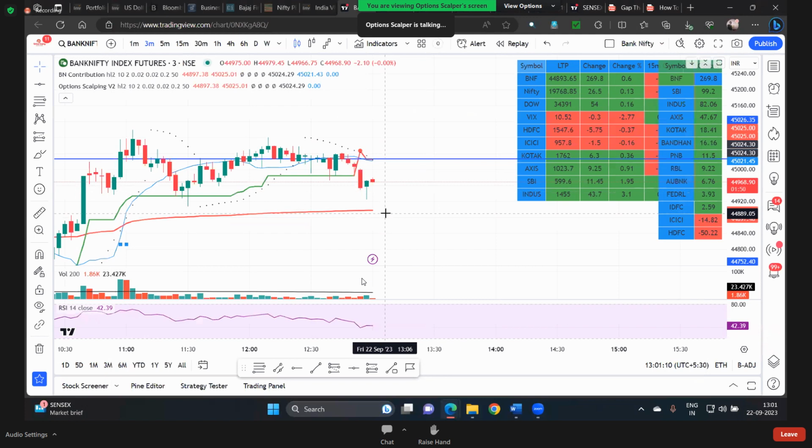Now the only opportunity is let them go near and then we will try to take a trade again. Can you see the Dow? Dow is little fluctuating, but it is giving you an opportunity.